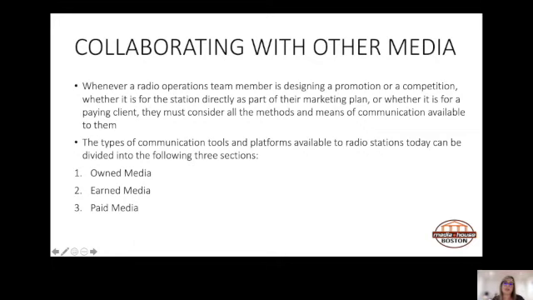What does it mean when I speak about all the methods and means of communication available to you? So these have been divided into 3 sections, okay? It's divided into owned media, earned media, and paid media. A great marketing strategy is able to leverage all 3 types of media to reach the best possible outcome.